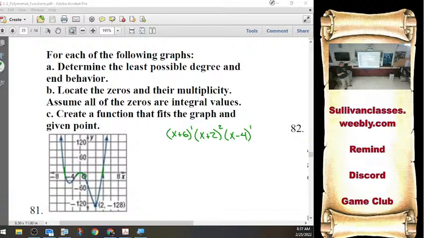Positive x, positive x, positive x, positive x. That'll make it go upward. Good so far. The catch is, how do I include this point? It is a turning point. It is a maximum. But to make that specific point show up on there, throw a stretch or compression in there. And because it's a coordinate, it's an x and a y. Shove 2 in for x. Shove negative 128 in for y. Solve for a. You're good to go.